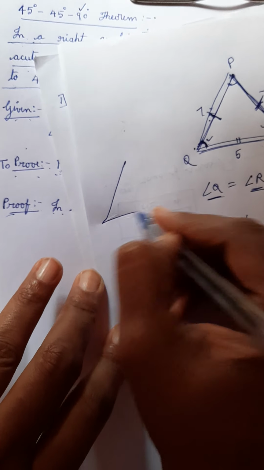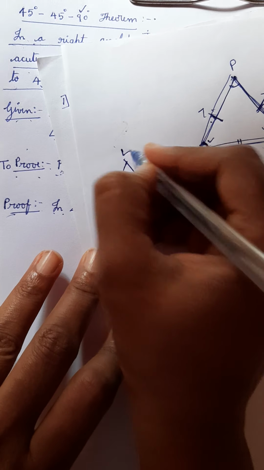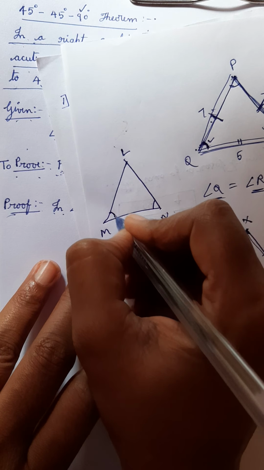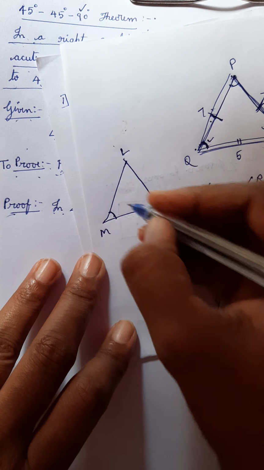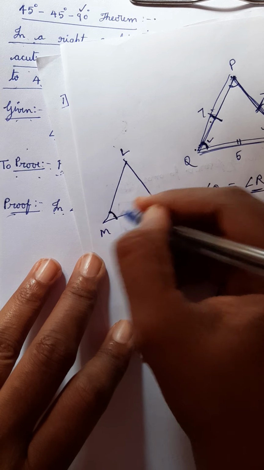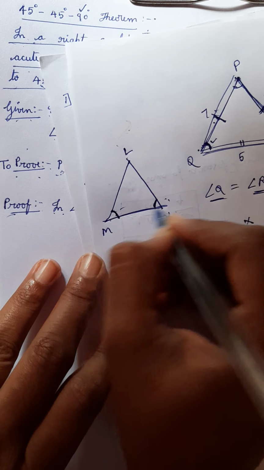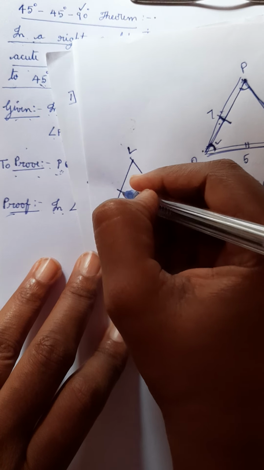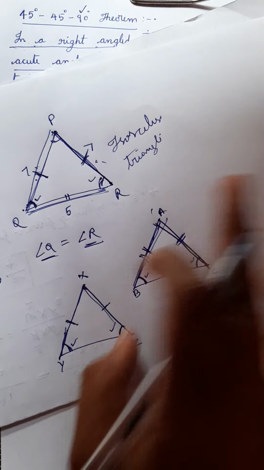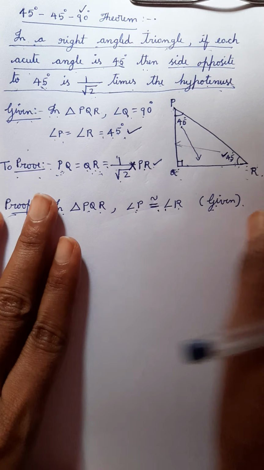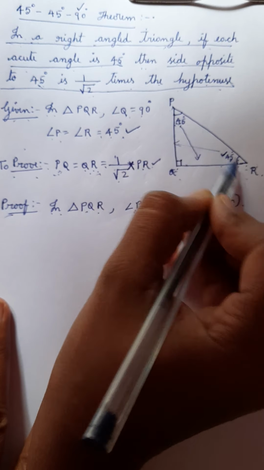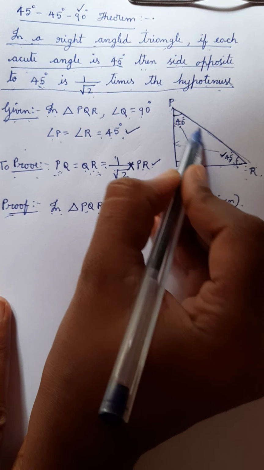example. In triangle LMN, if angle M and N are equal, then we will consider these as base angles. These are base angles. This is a base, and these two sides are equal. We can say these two sides are equal. Similarly here in this triangle, if these two angles are equal measure, we will consider this as base, correct?